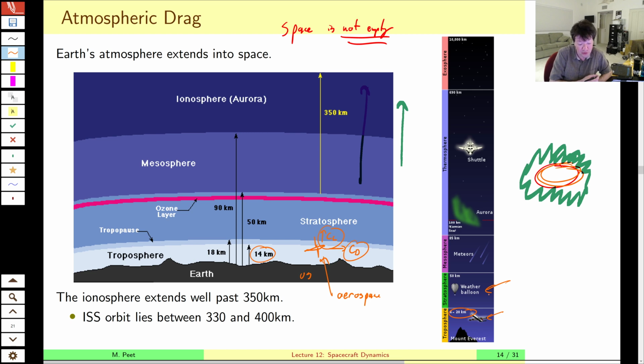We have balloons, which can go higher than that, up to about 50 kilometers. You can get a balloon big enough to overcome its weight. Above 50 kilometers, that's when things start burning up, right? So specifically, we have this Kármán line. Anything below the Kármán line will burn up, right?